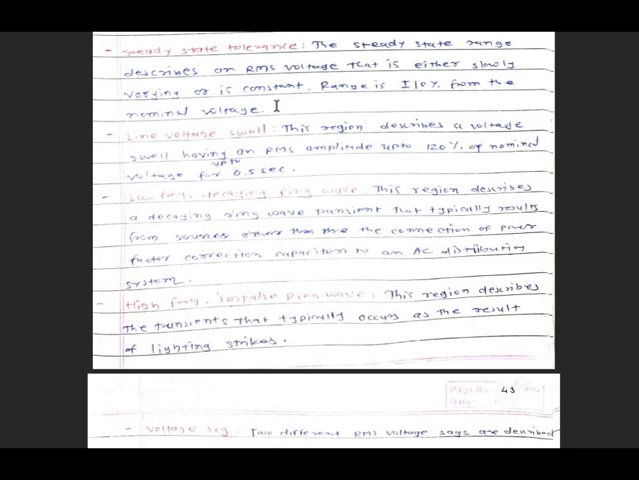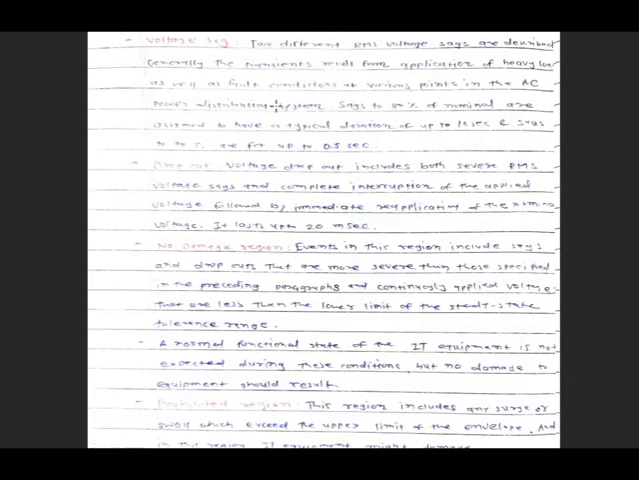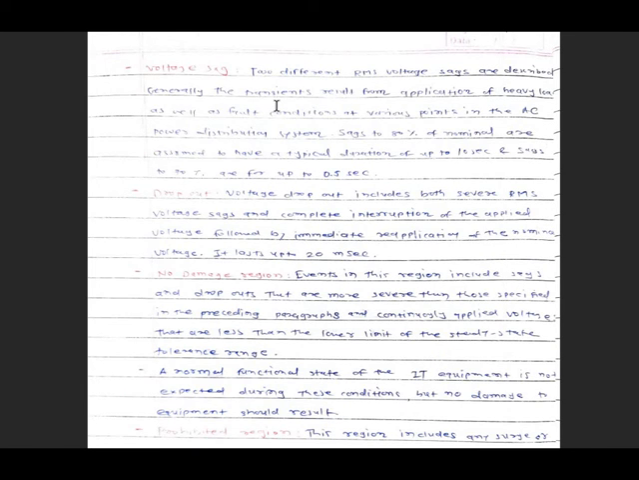Next one is low frequency decaying ring wave. This region describes a decaying ring wave transient that typically results from the connection of power factor correction capacitors to an AC distribution system. Next one is high frequency impulse ring wave. This region describes the transients that typically occur as the result of a lightning strike.